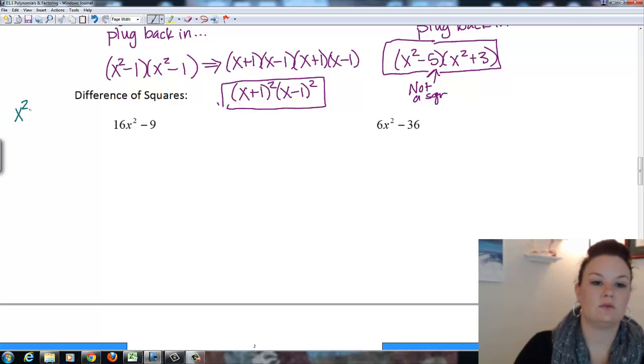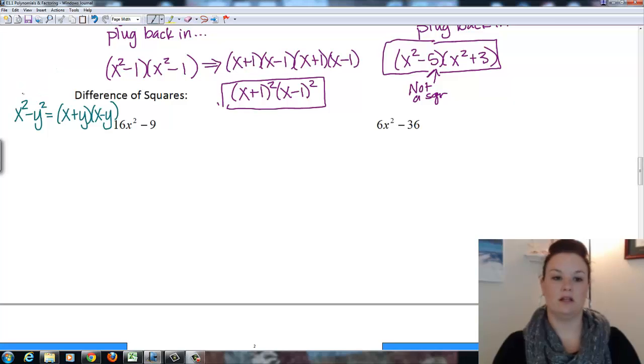Anytime we have x squared minus y squared, this always factors into x plus y times x minus y. That's our formula. Okay, so this is one you need to be familiar with. So on this one, all I have to figure out is what do I have to square to get 16x squared, and what do I have to square to get 9?